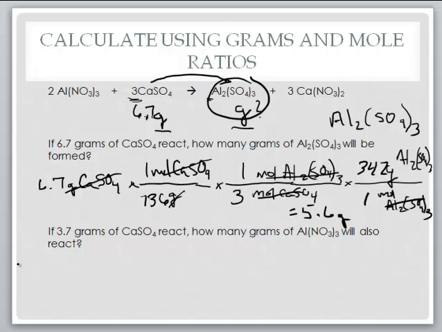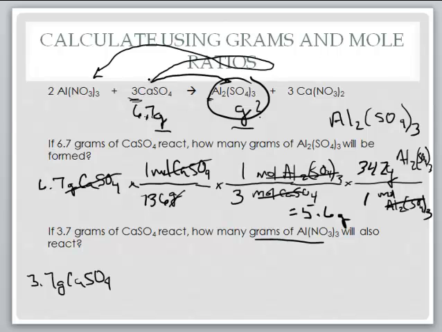Alright, let's take a look at the next one. Again, start with the given 3.7 grams calcium sulfate. And now what we want to do is go from calcium sulfate to grams of aluminum nitrate. So now we're going from calcium sulfate to aluminum nitrate. So we're going from here to here.